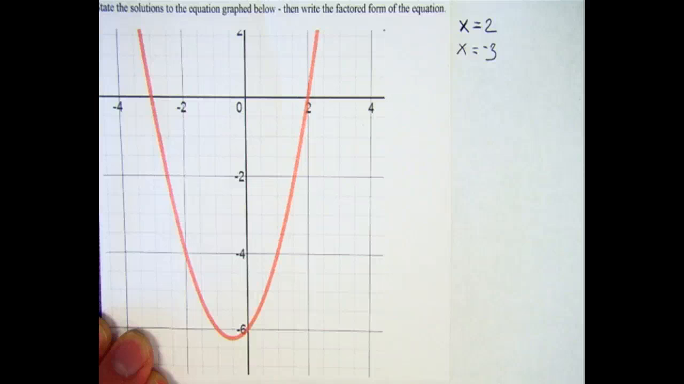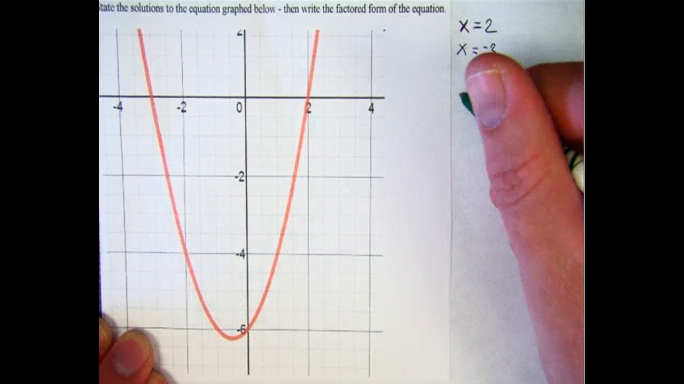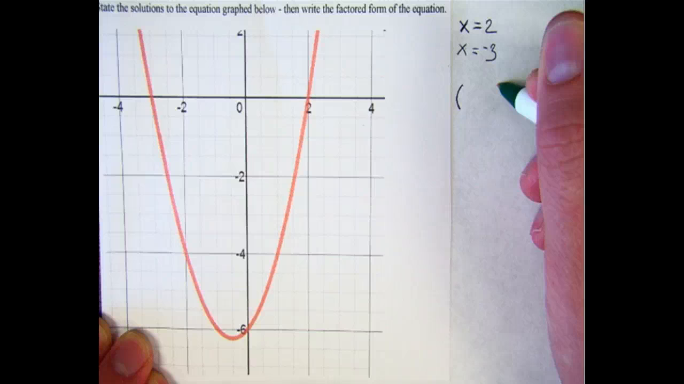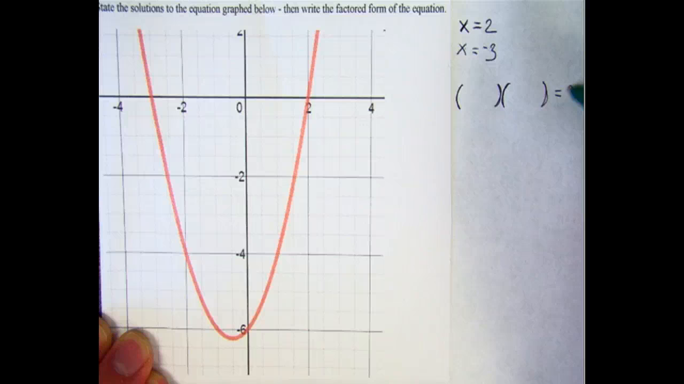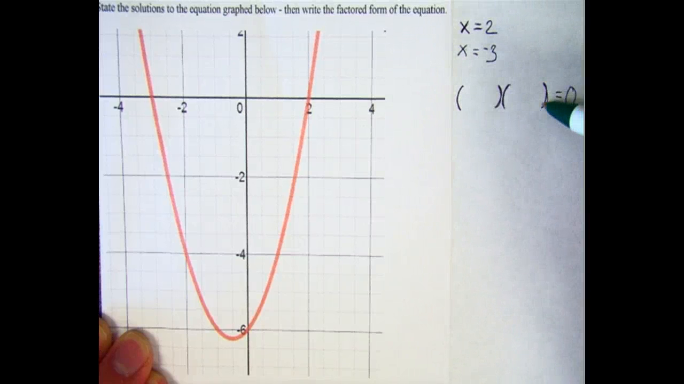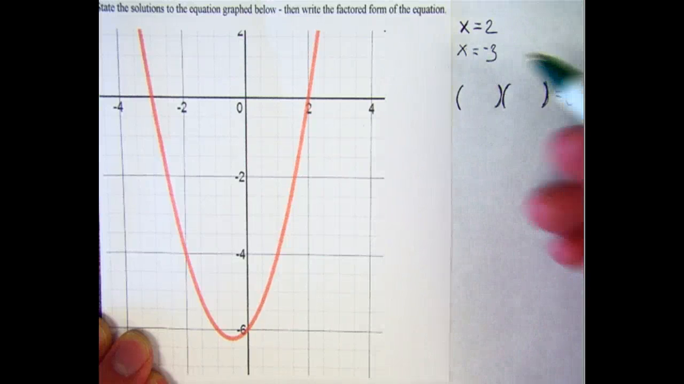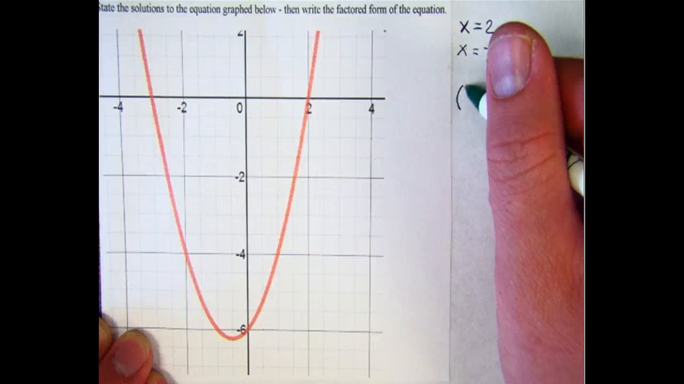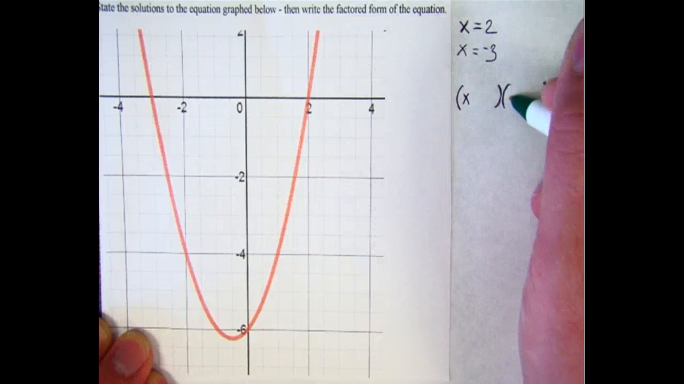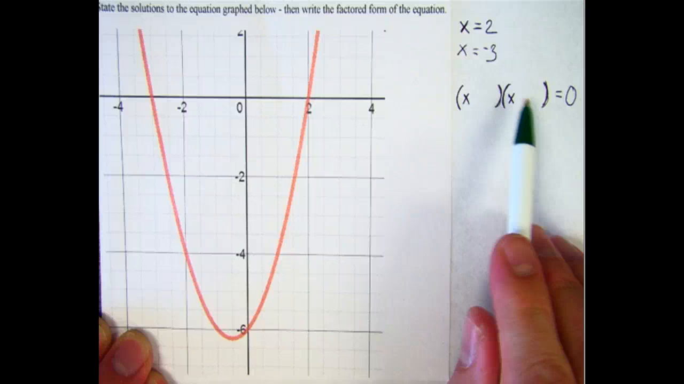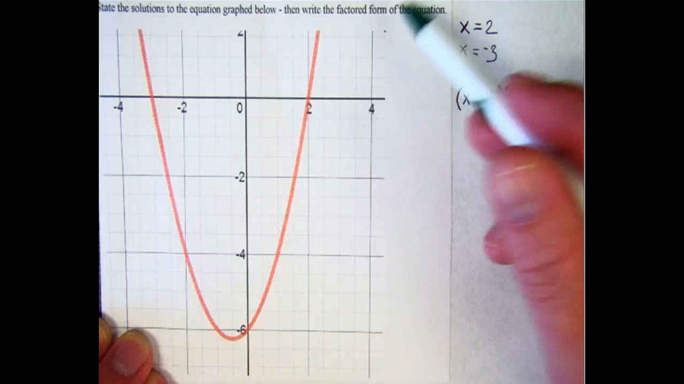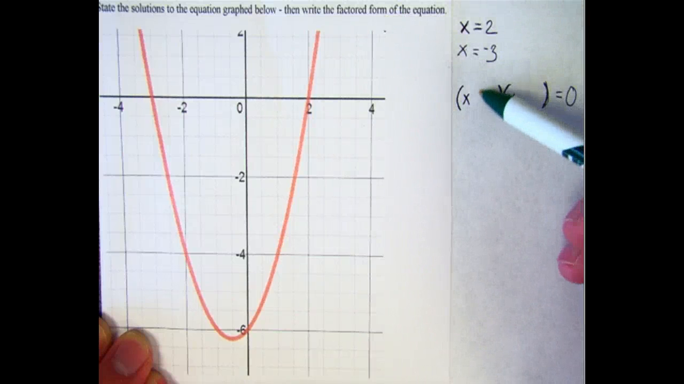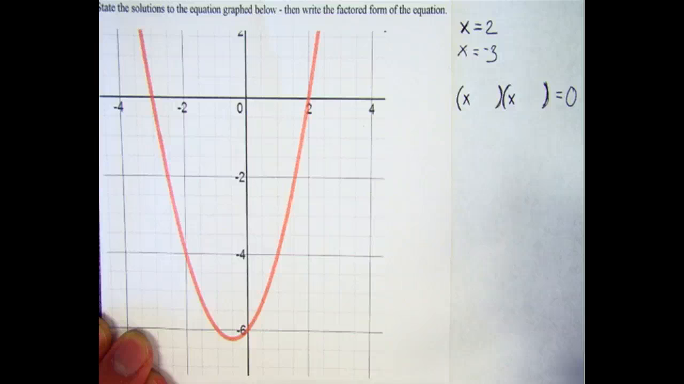So when we write the factored form of the equation, it's going to look like this. It's going to be one binomial times another binomial equals 0. And we have to fill in what those binomials are. Well, this is going to be x's in both cases, so that when I multiply those, I'm going to get x squared, which will give me my nice quadratic. Now, in order to write the factored form, all I have to do is put the roots in, but I have to put them in a certain way.